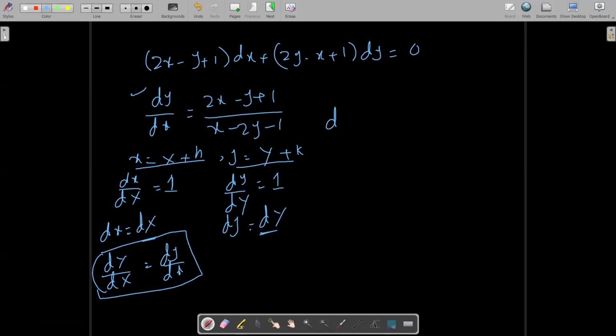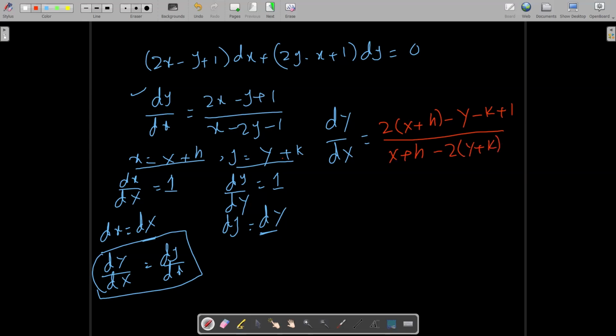So it's going to be capital dY by dX equals 2 times (capital X plus h) minus y, where y is capital Y plus k, so this y plus k will turn into negative Y negative k, plus 1. You got it? Over small x, which is capital X plus h, minus 2 times (capital Y plus k) minus 1.